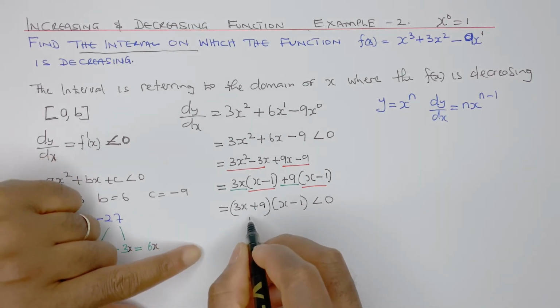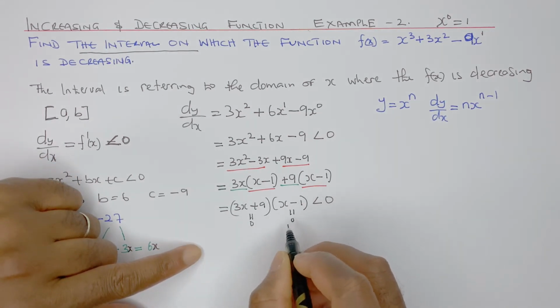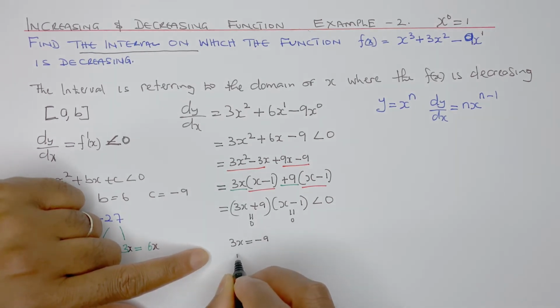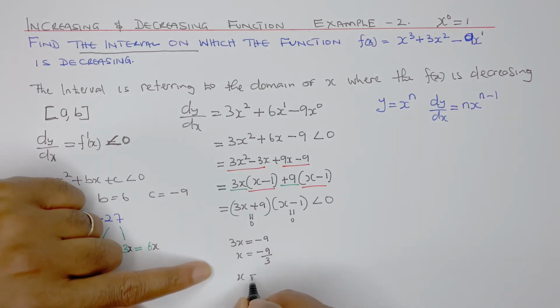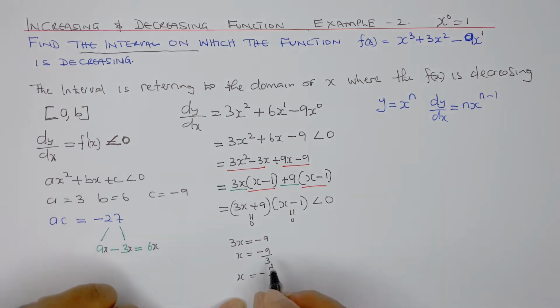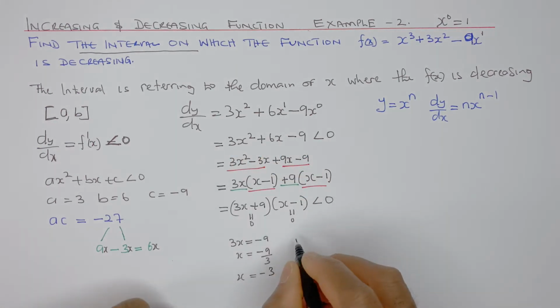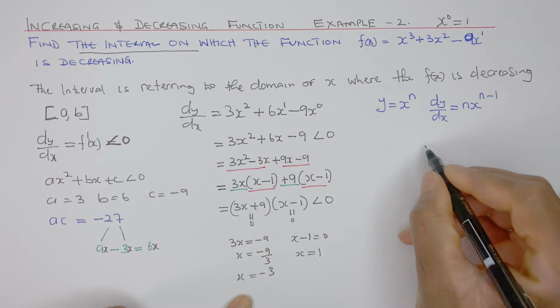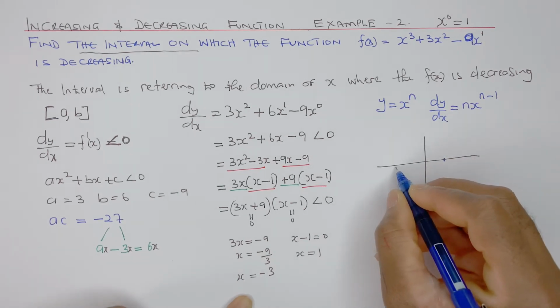Now the solution to this: if I set that to 0 and set that to 0, we get 3x equals minus 9, x equals minus 9 over 3, so x equals minus 3. So that's one root. That's where it crosses the x-axis if I sketch the curve. And if I set x minus 1 equal to 0, I'm trying to find the root, that's why I'm setting them to 0. Therefore, x equals 1. So the roots here, if I'm sketching this quadratic curve now, are 1 and minus 3.